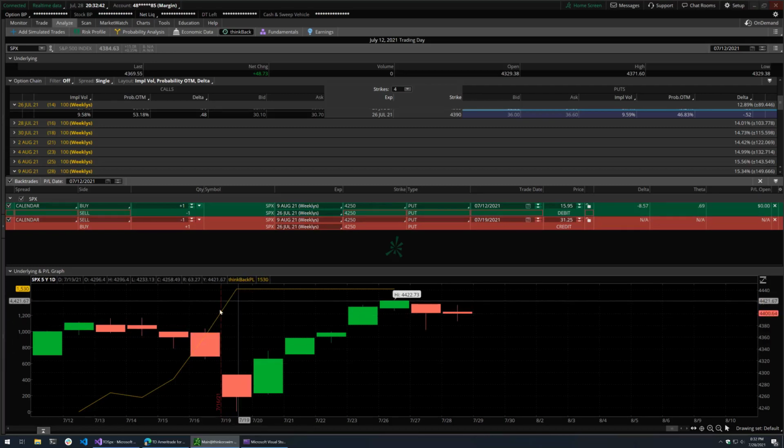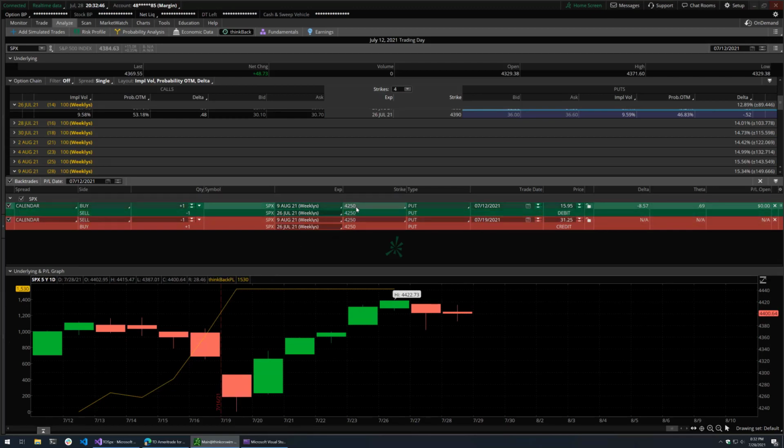So as price is moving down, it's coming into our 42.50 target. So it's definitely profitable. But it's not as profitable as it could be if we were already in backwardation and then moving back into contango.